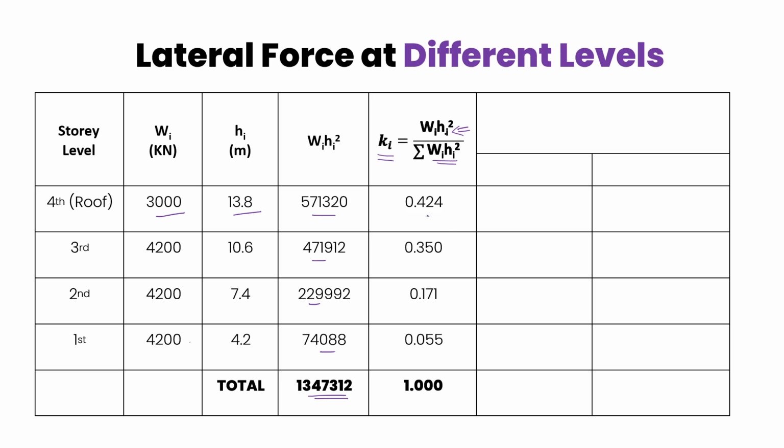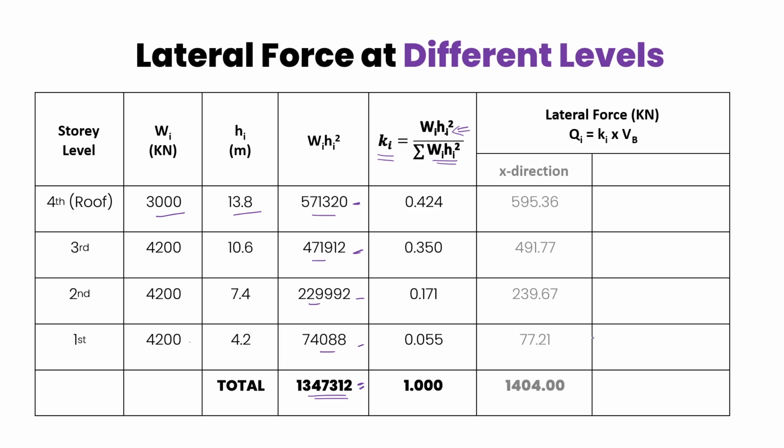In order to find the Ki values for the fourth floor, for example, we'll be simply dividing this by the value of this. So we get a value of 4.424. And similarly, we'll be doing it for the different levels. We'll be dividing this by the value of summation of WiHi square and so on. So we get all these values of Ki.